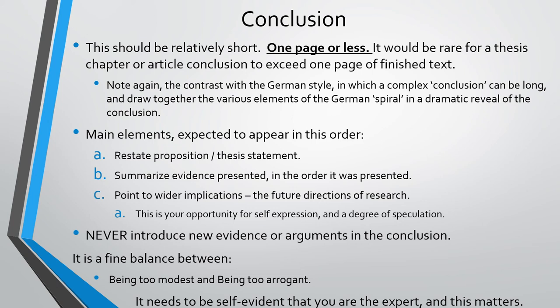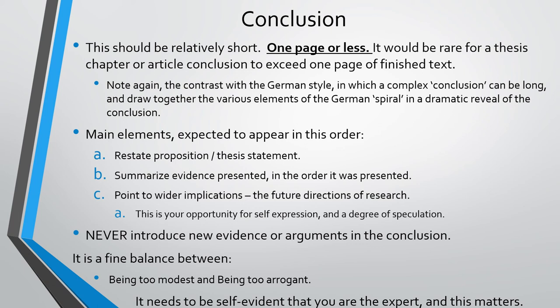There's a big difference between saying, okay, we've proven this, this is where we should go next, on the one hand, and introducing new speculative arguments on the other hand. You can speculate about the significance to the wider field of the research you've just presented. You cannot speculate about other arguments that could be made with the same data. Can you see the difference there?